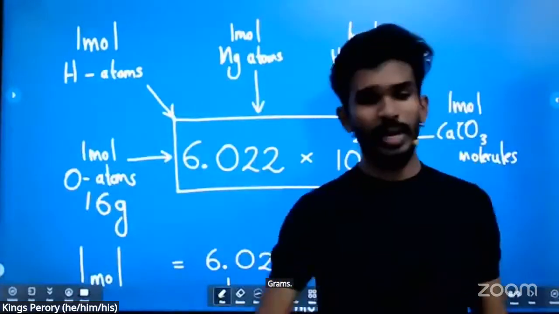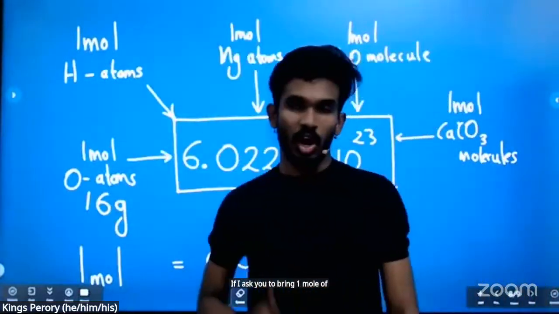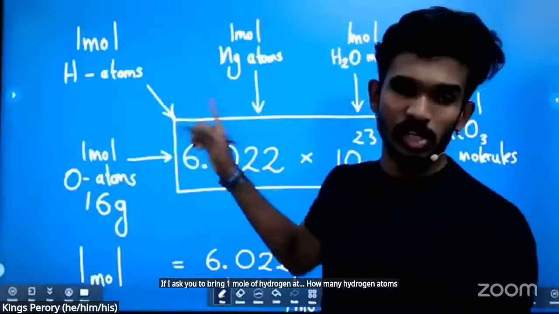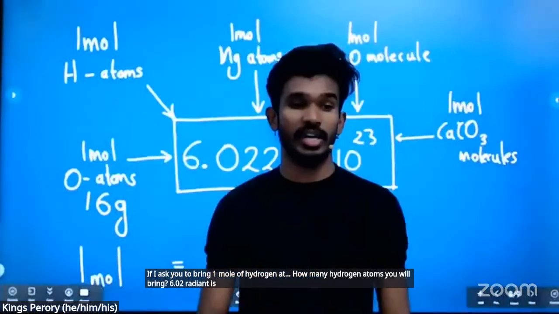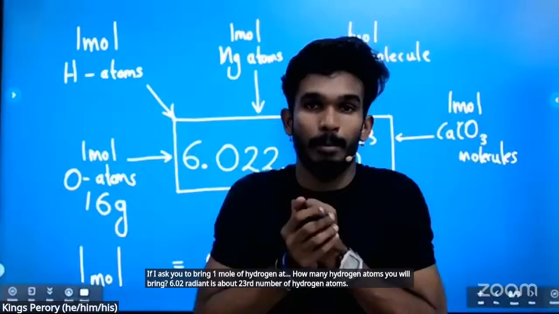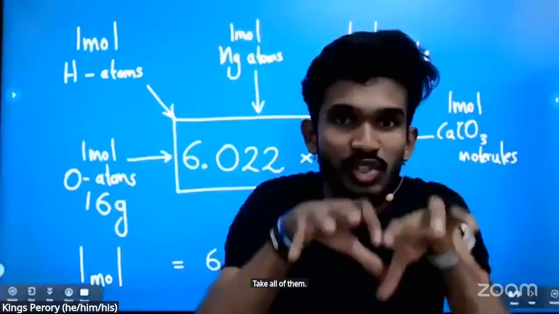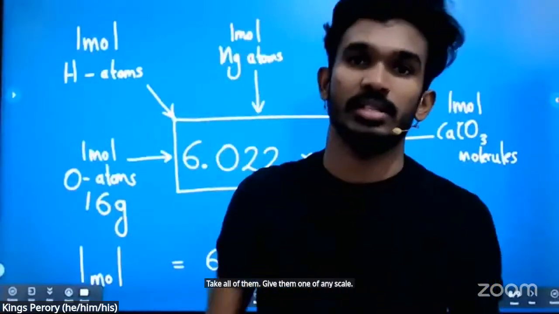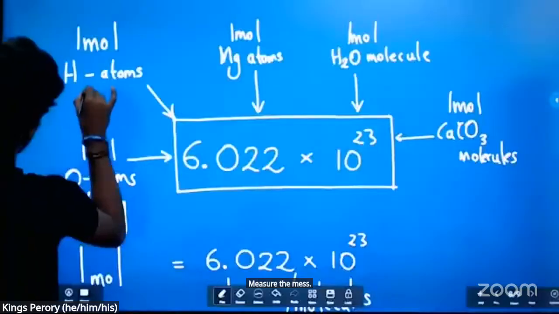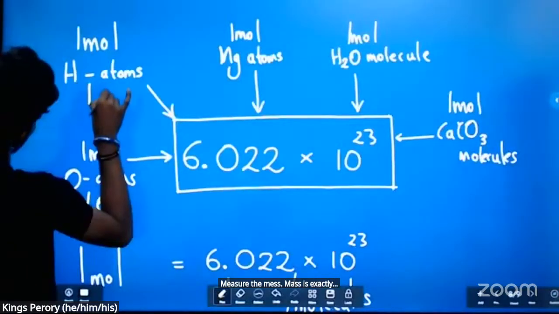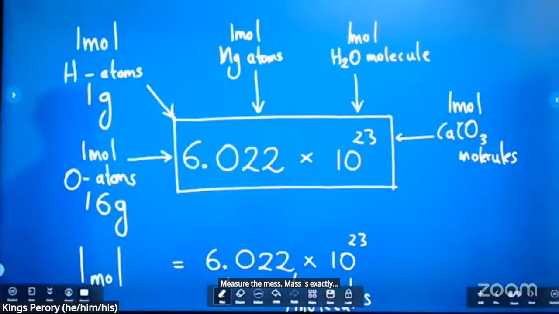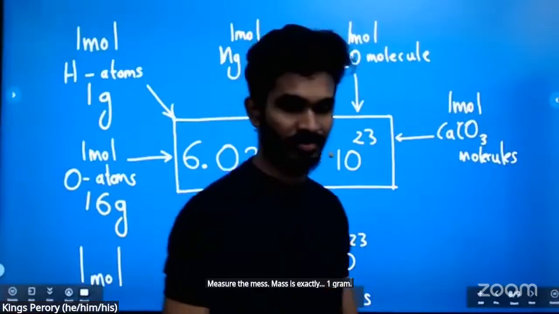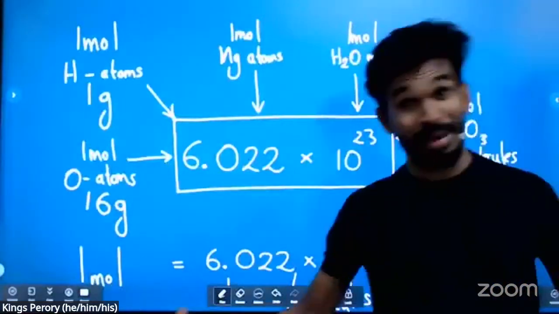If I ask you to bring 1 mole of hydrogen atoms, how many hydrogen atoms you will bring? 6.022 into 10 to the power 23 number of hydrogen atoms. Take all of them, keep them on a weighing scale, measure the mass. Mass is exactly 1 gram. How's the magic?